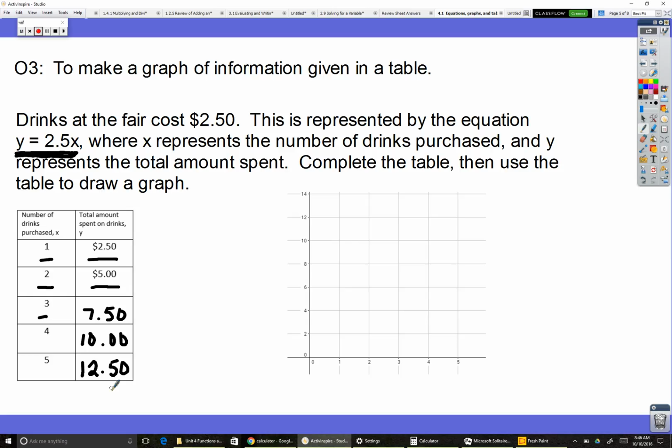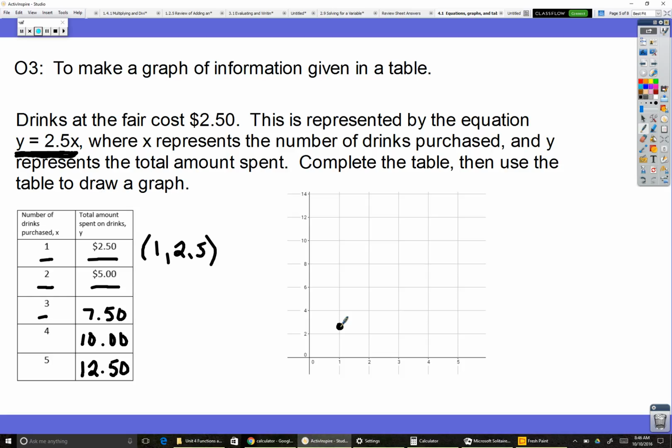Now we're going to graph this. So first we're going to do our x-axis. Our first ordered pair is going to be 1, 2.5. So we're going to go over to 1, up to 2.5. 3 is going to be in the middle, so 2.5 is going to be maybe right about there. Not quite halfway up, like 1/4 of the way up.